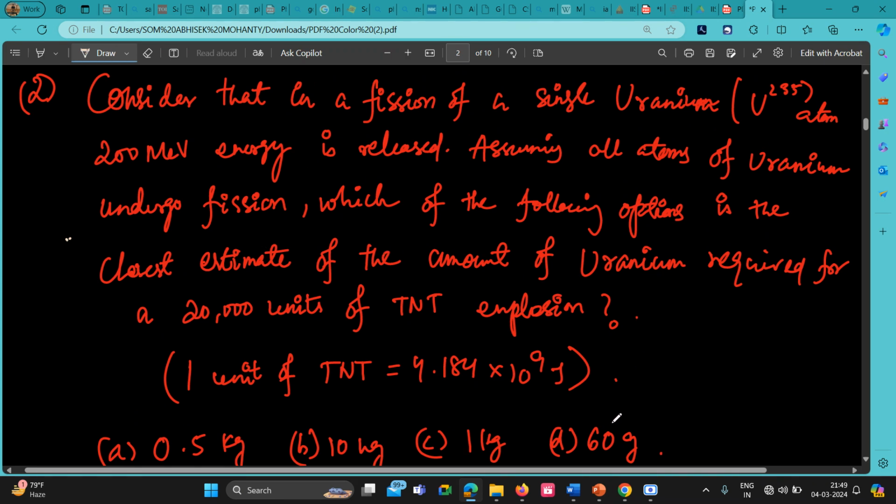Consider that in a fission of single uranium atom, 200 megaelectron volt energy is released. Assuming all atoms of uranium undergo fission, which of the following options is the closest estimate of the amount of uranium required for the 20,000 units of TNT explosion?